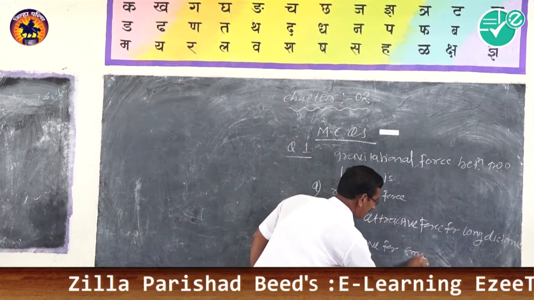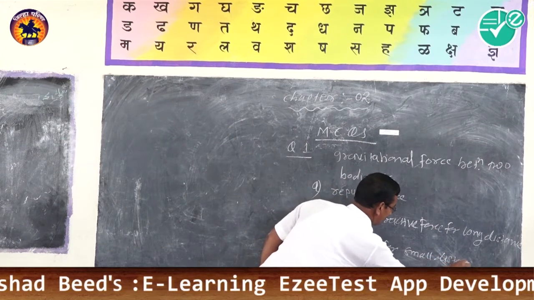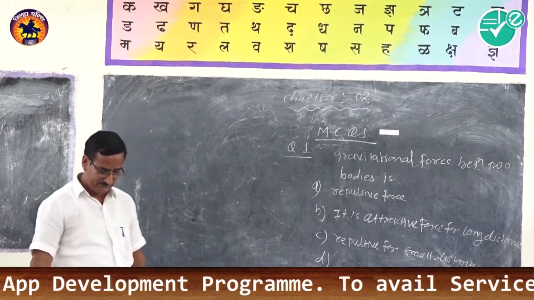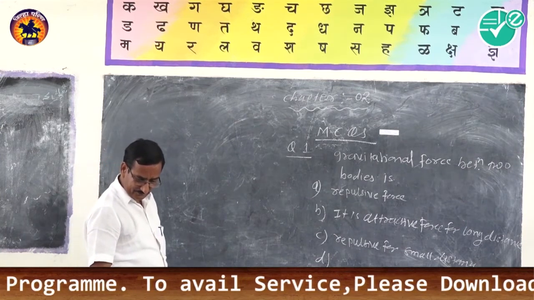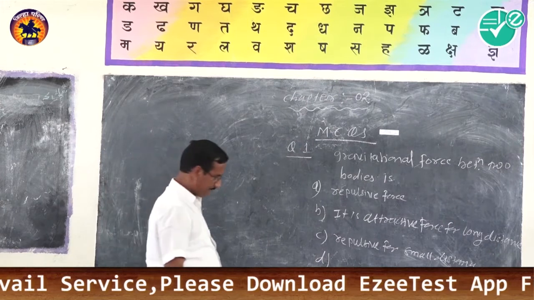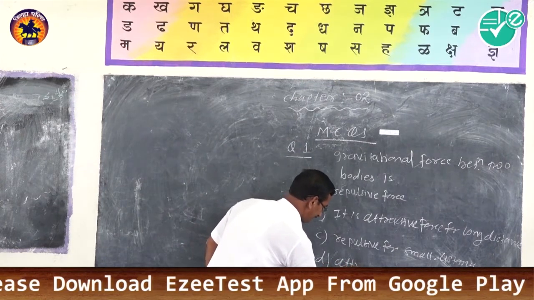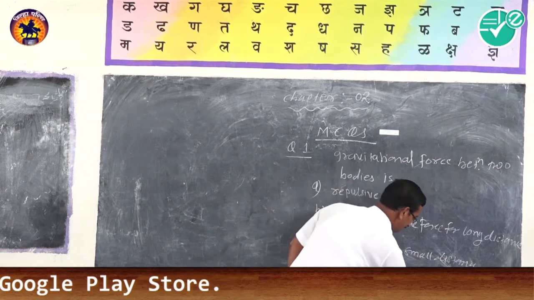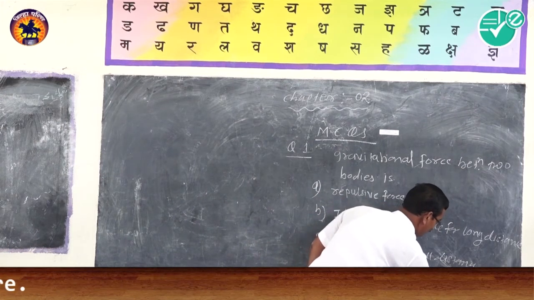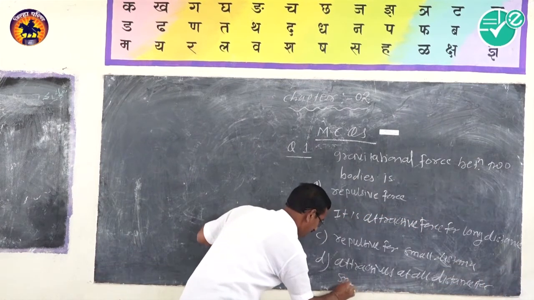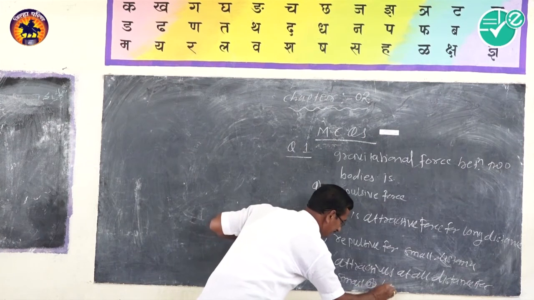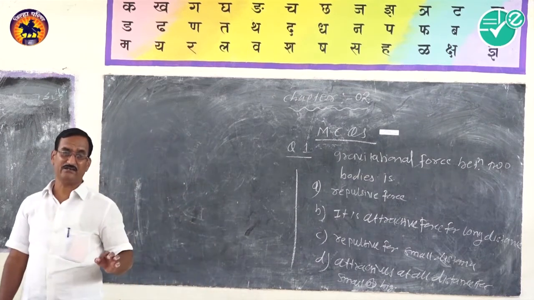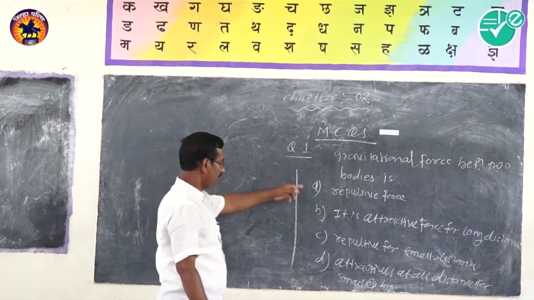For small distance. And the fourth alternative is that it is attractive at all distances, attractive at all distances, small or big. Then we have to choose the correct alternative from those four alternatives.